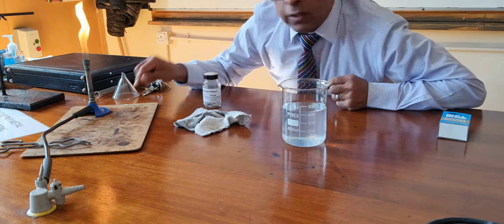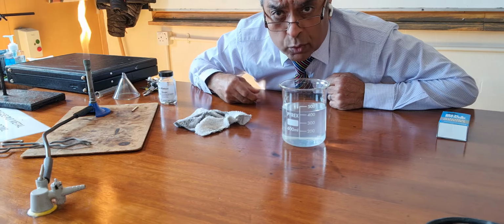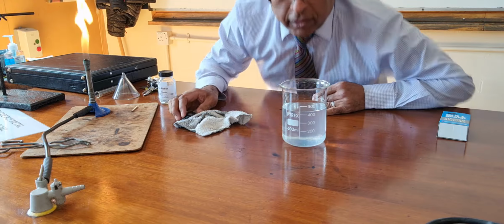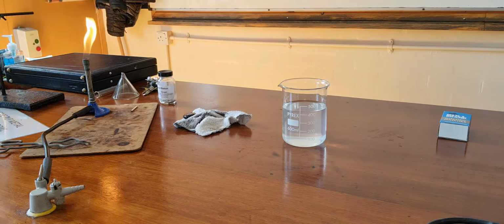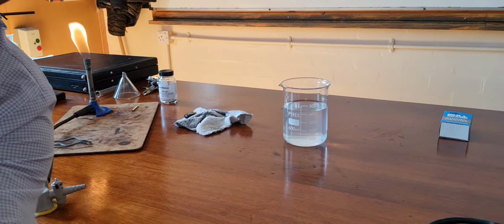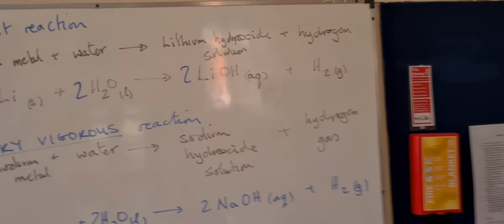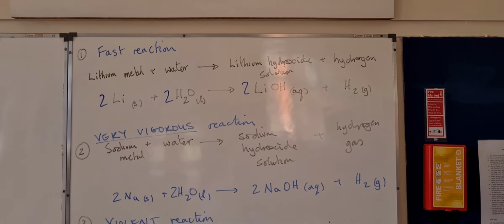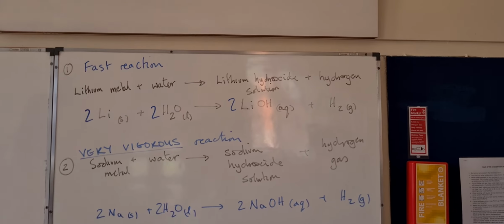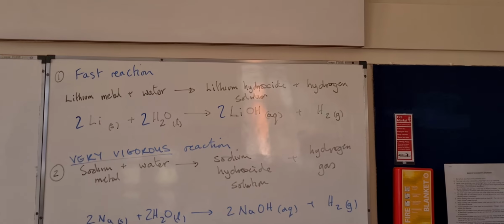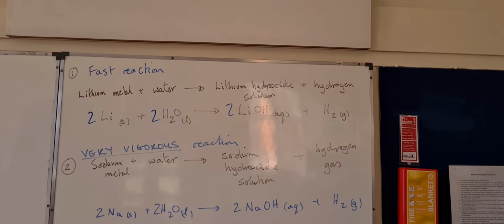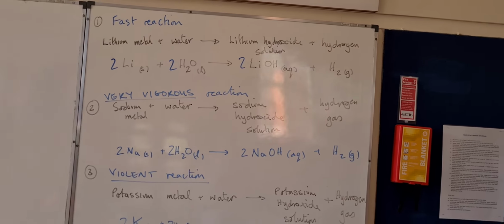Carrying on with reactions of metals with water, let me show you what we've got so far. Now, first we did lithium metal and water, and we got lithium hydroxide and hydrogen. I showed you that on the board, and we balanced it up. See the blue 2s. And then we did sodium. That's reaction 2 there on the board.